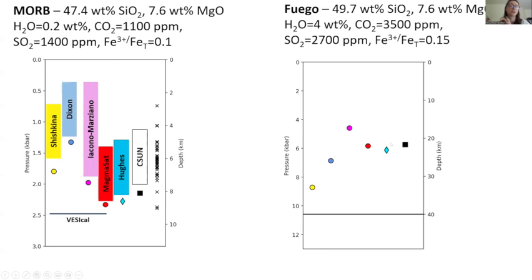This is more like a 30% difference, but it's still significant that Shishkina ends up much deeper than, say, Iacono-Marziano or Chen's model. So again, in terms of arcs, this is your Moho down here. These do have different volcanological interpretations in terms of what these results actually mean.